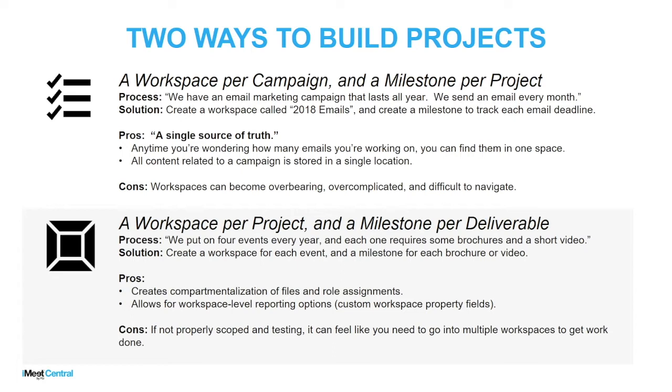That means, once a month you go in there, archive some things you don't need, delete some files that were redundant, and so on. The other way that you can build a project in iMeet Central is you create a workspace per project and a milestone per deliverable. This is, in my opinion, the best configuration in the system. So here's an example process. We put on four events every year, and each event requires some brochures and a video that we're going to work on. The best solution is to create a workspace for each event. And within that workspace, you create a milestone for a brochure, and you create a milestone for a video.